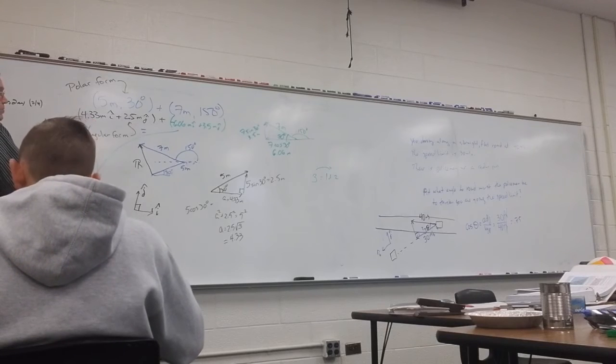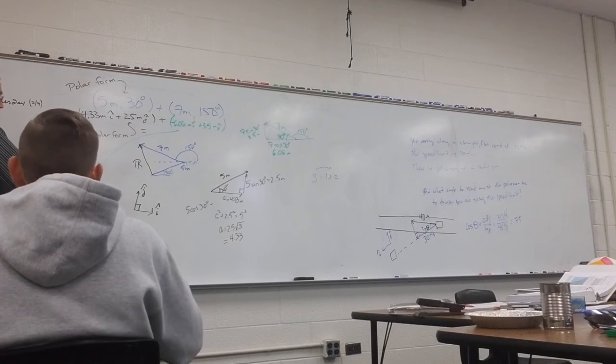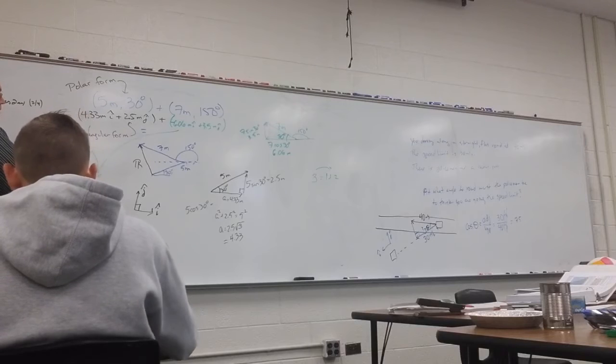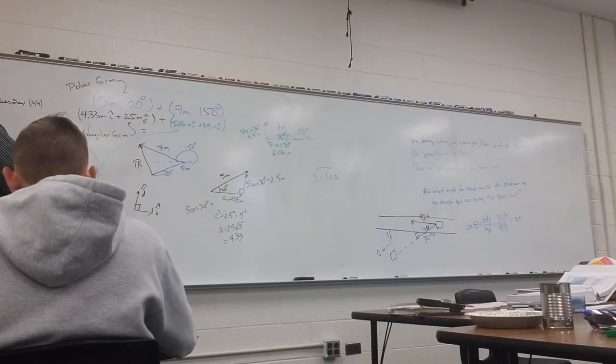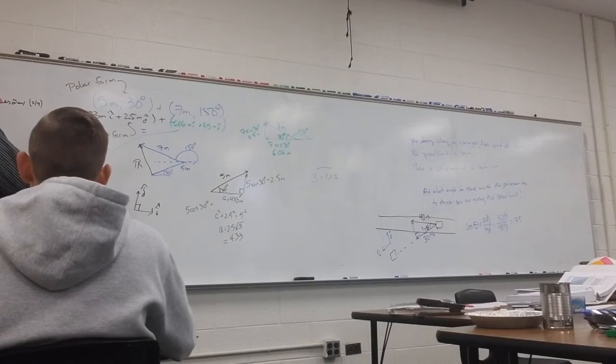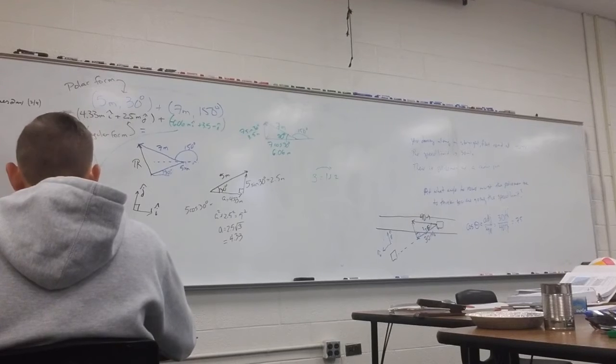All right, so we add these two together, and doing the fancy math, we get negative 1.73, then 6.73.